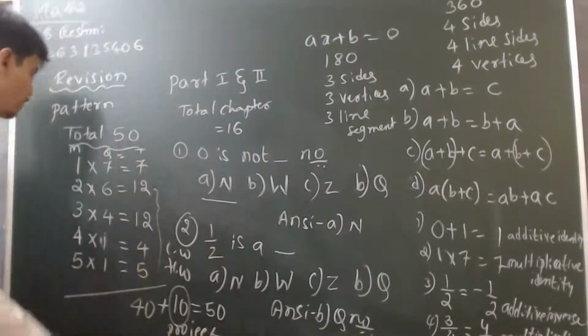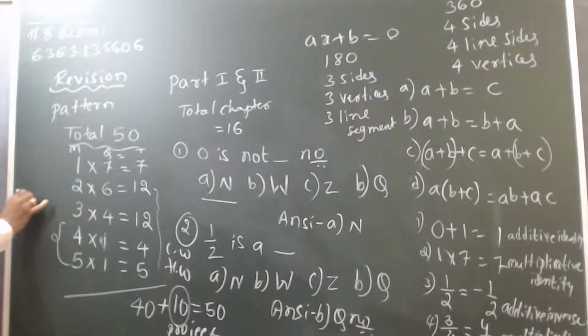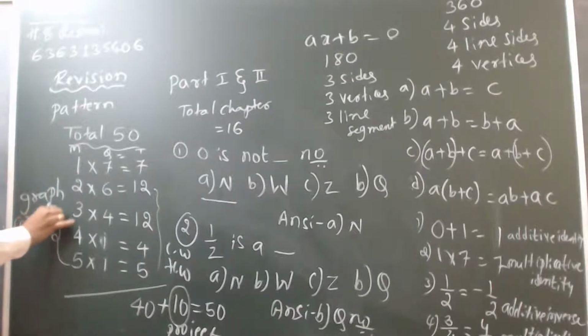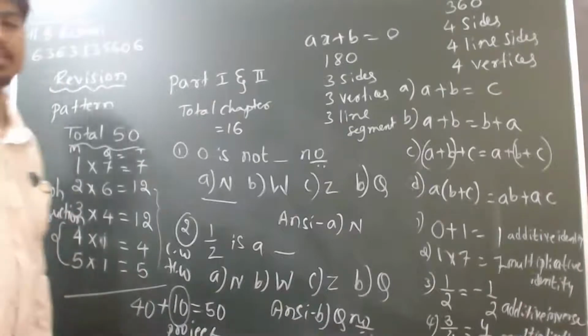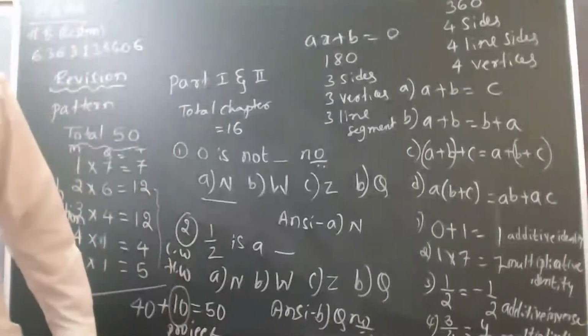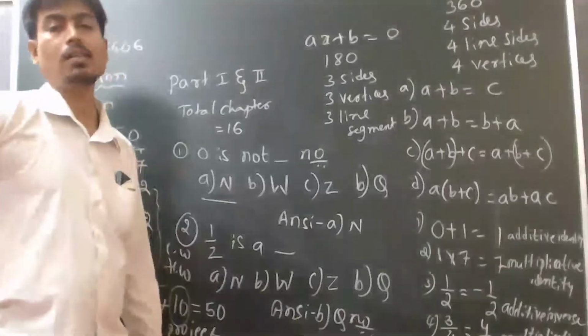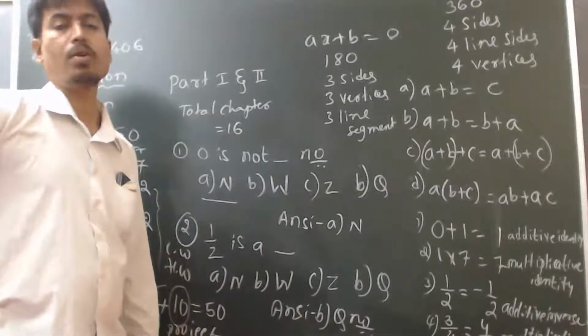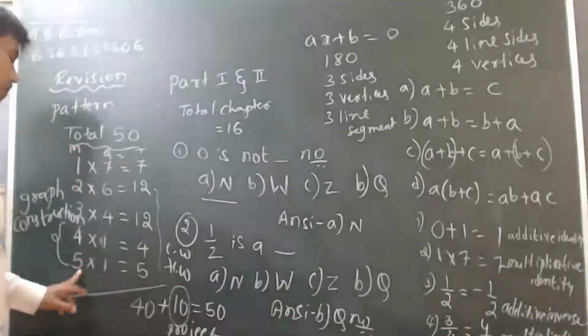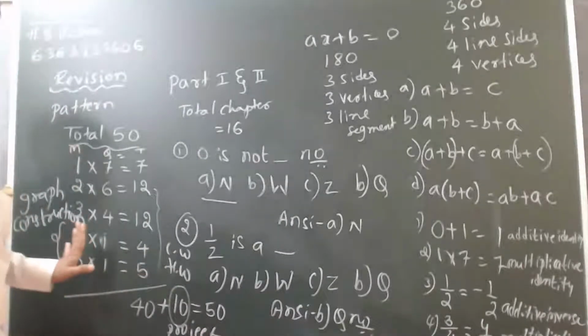It is given importance for the graph and the construction. Graph and construction. So you have to concentrate on constructions. As the construction chapter starts in 8, it will not end even in 10 if you continue the higher studies. Even in diploma and in engineering, your construction skills are necessary. Keeping those points, we have given the importance for 5 marks and 4 marks about the constructions.